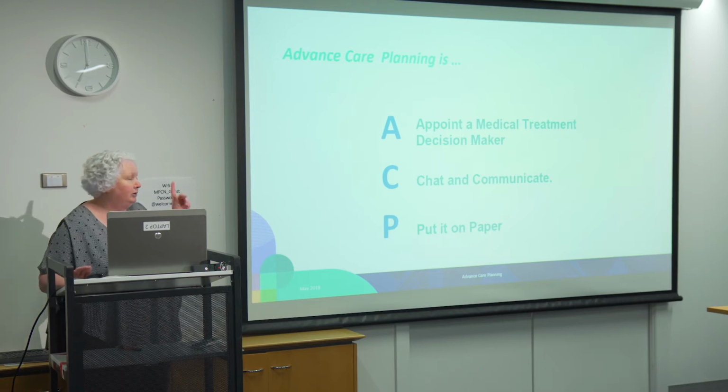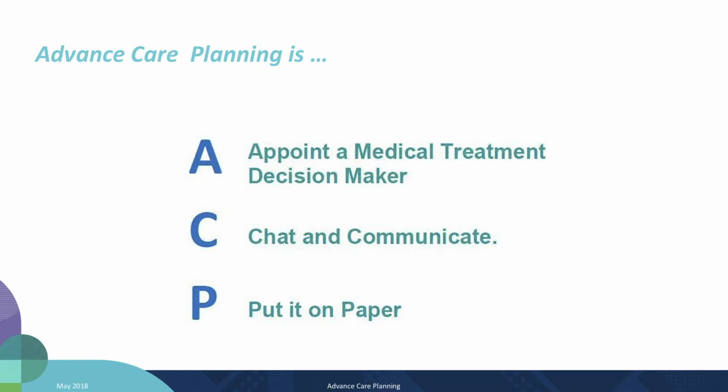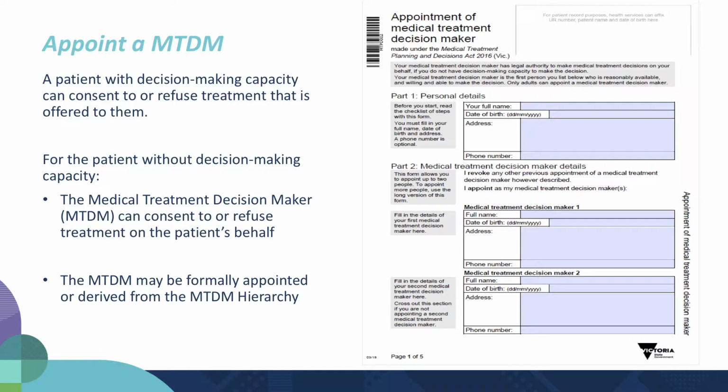Okay, so I'm going to go through the 3 steps of appoint a medical treatment decision maker, chat and communicate your wishes, and put it on paper. So, a patient with decision-making capacity has the right to consent to or refuse any treatment that is offered to them. But when someone does not have decision-making capacity, their medical treatment decision maker can consent to or refuse treatment on their behalf. And the medical treatment decision maker may be formally appointed, or they may be derived from the medical treatment decision maker hierarchy.